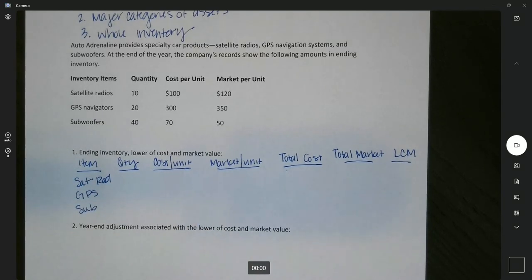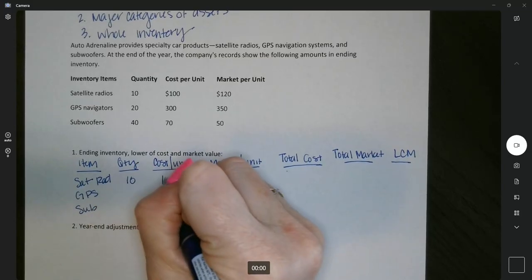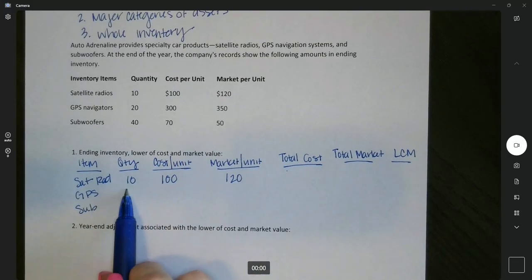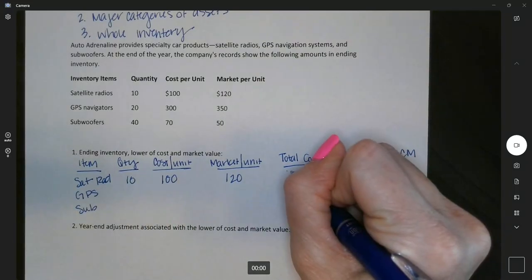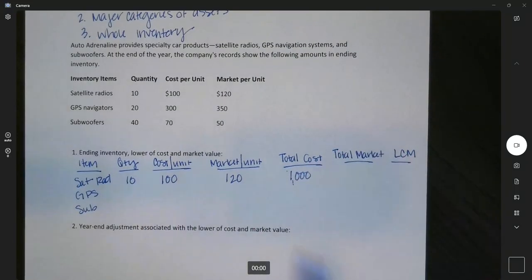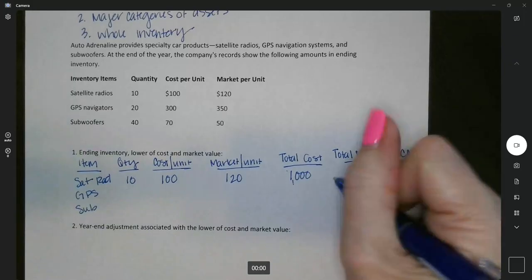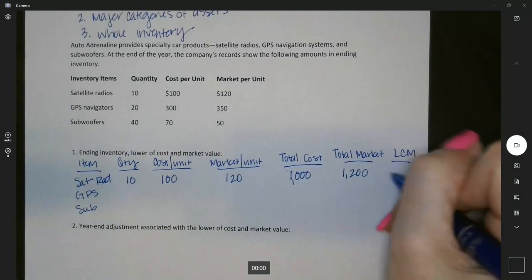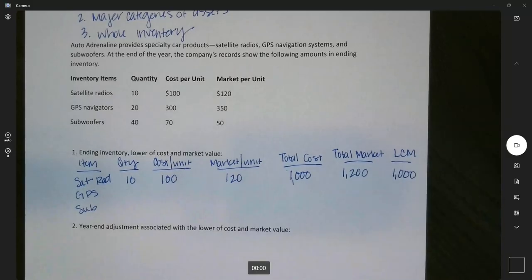We'll start with satellite radios. We have 10 of those, and they cost $100 per unit, and market is $120 per unit. If I take my 10 times the cost, I get a total cost of $1,000. If I take my 10 times the market, I get total market of $1,200. The lower of these two is my cost. So for my lower of cost and market, I just put the lower number.